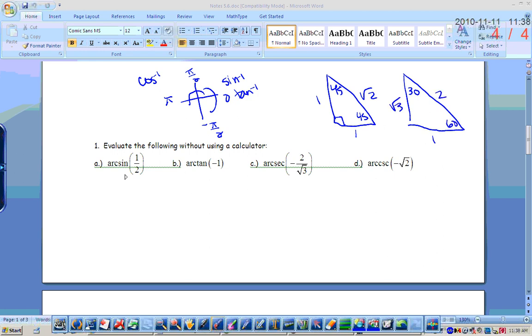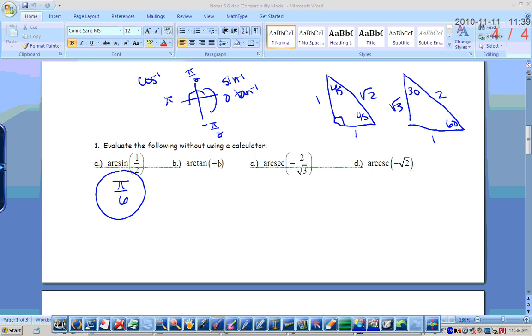All right, so the way that we work this, the arc sine of 1/2. What angle has a sine of 1/2? 30 degrees, which in radians is pi over 6. Okay, good. And if the ratio of sides is positive, then your angle is going to fall in the first quadrant because sine is positive in the first quadrant.